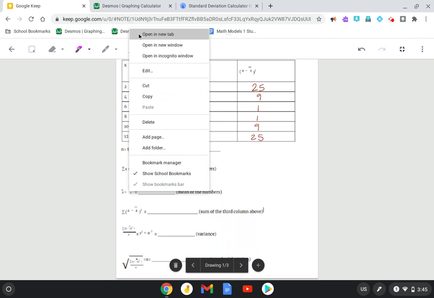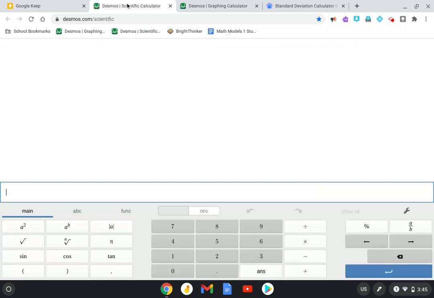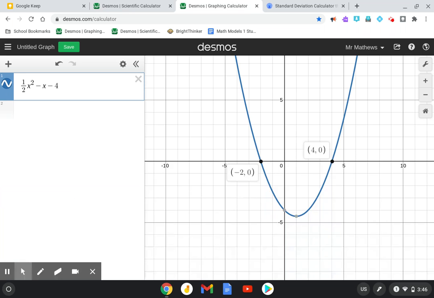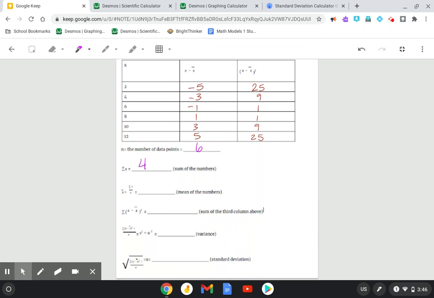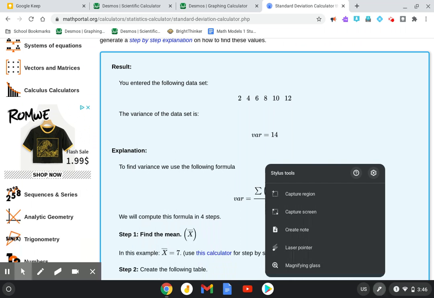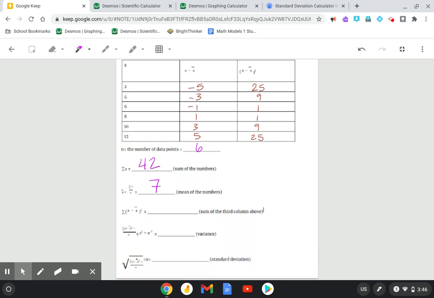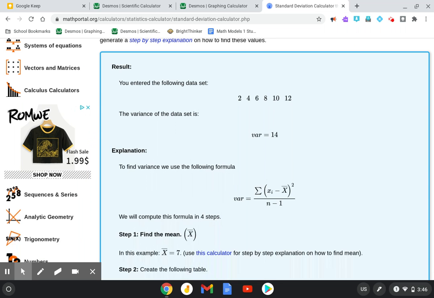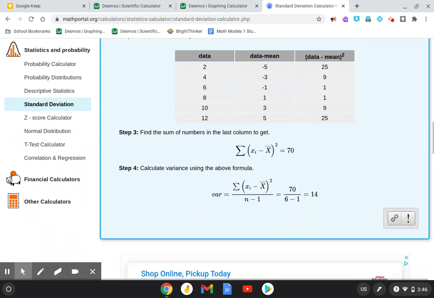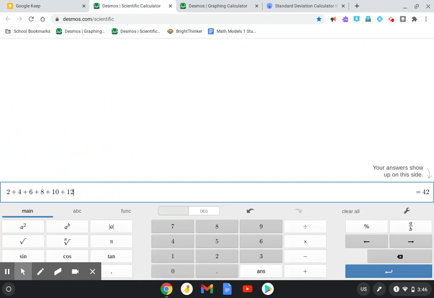Let's go ahead and do that real quick. Again, you're going to have to work through this process and remember the different parts. 6, 8, 10, 12 is 42. So that's 42 right there. And then you have to find the mean, which they gave us over here. The mean is 7. It says find the mean. In this example, the mean equals 7. So that's already given us our answer for that. The sum of the third column is also given to us here. The sum of the numbers in the last column is 70.